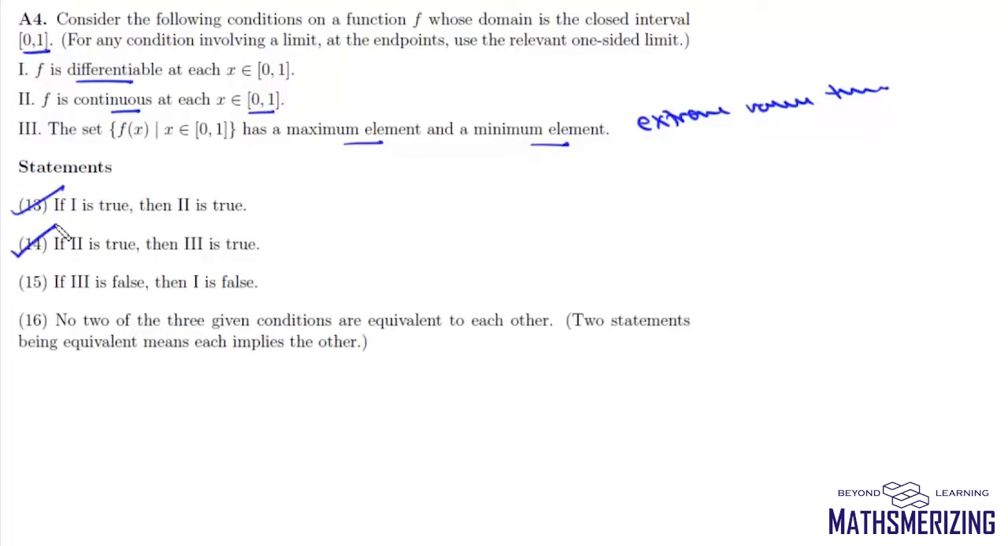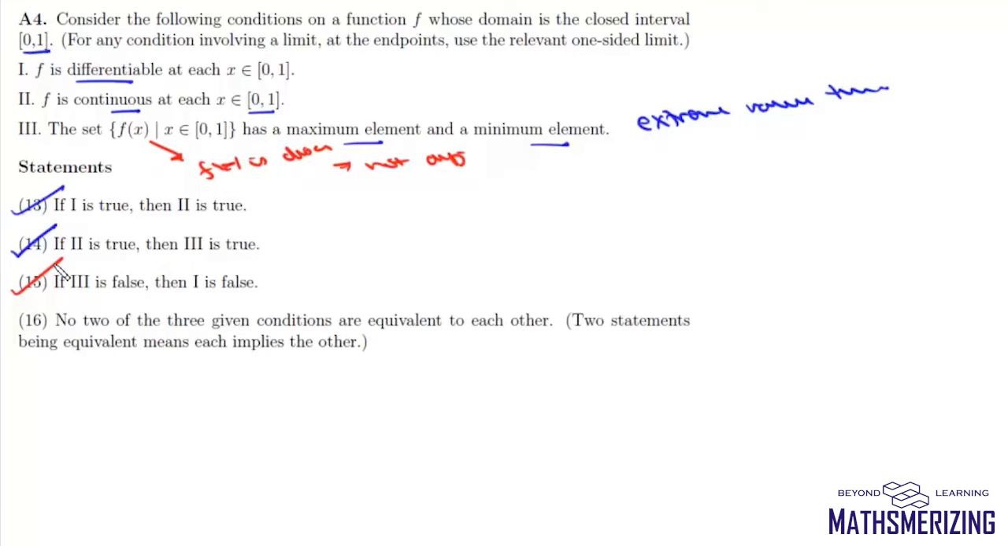Now the 15th is, if third is false, then first is false. Now when this function f(x) doesn't have a maximum element or a minimum element or both, then basically this function f(x) is discontinuous. And if it is discontinuous, it is not differentiable. So if this third statement is false, that means this function is not differentiable. So if third is false, then first is also false. That means this statement 15 is also correct.